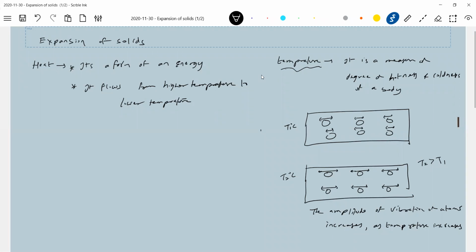Okay, fine. So this is regarding heat and temperature. Now, how to get this heat? How to supply heat? A good example: you take a candle.